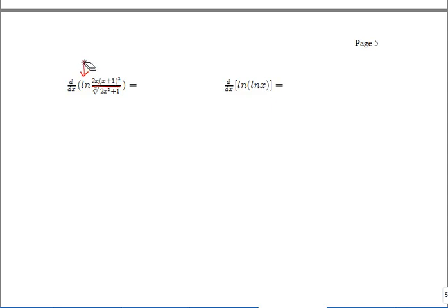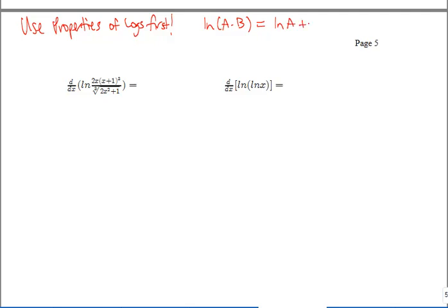So instead, what I'm going to do is employ some of my properties of logs to help me simplify this first. So let me remind you of a couple of laws that we're going to use. One law is the ln of a product, something like the ln of a times b. The ln of a product becomes a sum of two logs. So this becomes ln of the a plus ln of the b. Similarly, ln of a quotient, a divided by b, becomes the difference of the logs. So ln of the a minus ln of the b.